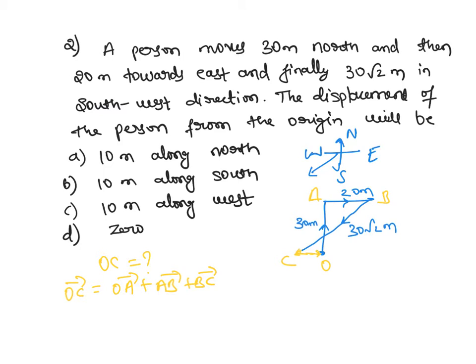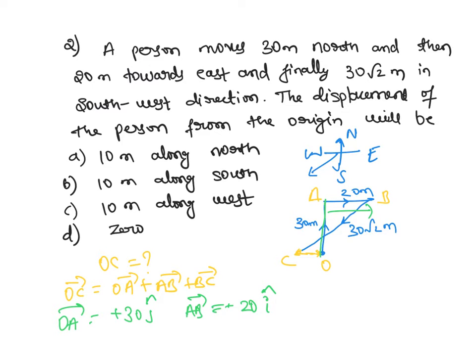Okay, so now let me try to get the values one by one. OA value. How to get the value of OA? OA vector is along the y axis, right? So positive y axis, that's the reason it is plus 30 j cap. Similarly AB vector equals 20 i cap, because it is in the positive x direction, so let me take it as 20 i cap.